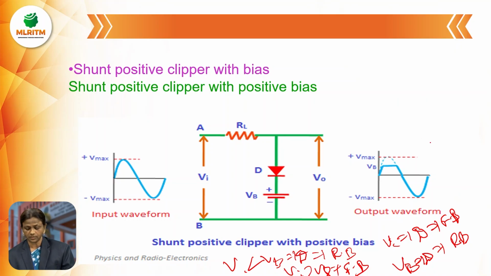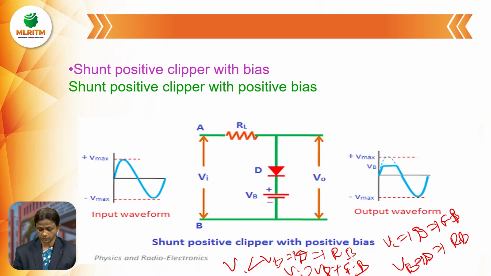So during the positive half cycle, from the x-axis to the reference voltage line up to VB, you can get the corresponding output. Above VB, that portion must be cut off, or removed, at the output side. That's why the waveform will be like this.